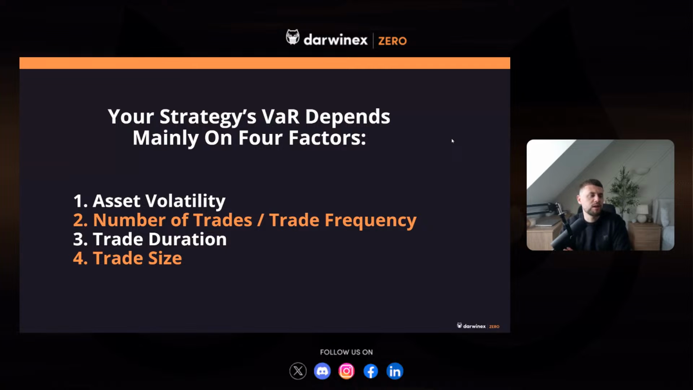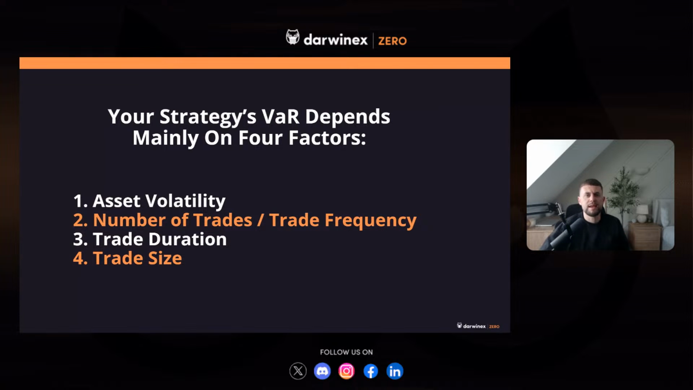And the four things that comprise your VAR as a trader is number one, asset volatility. So of course, certain assets have a higher level of volatility than others. So for example, Bitcoin has a higher level of volatility than the euro dollar. Therefore, your value at risk would be higher if you trade higher volatility assets.